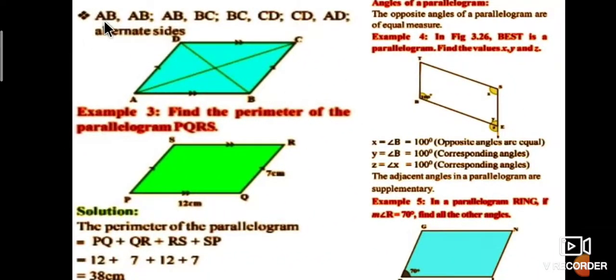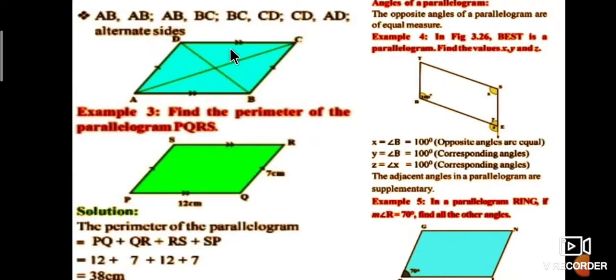Okay, in this one, AB, BC, CD, AD are the sides. There are alternate sides, then alternate angles. Observe this one. Okay, these two diagonals, AC and BD, are the diagonals of the parallelogram.